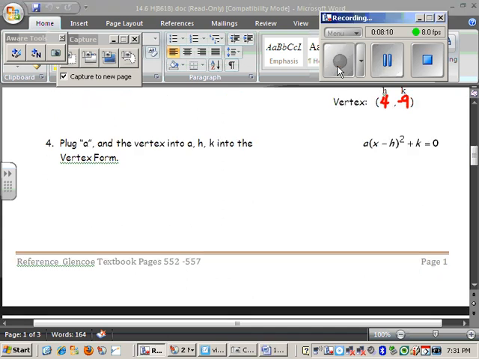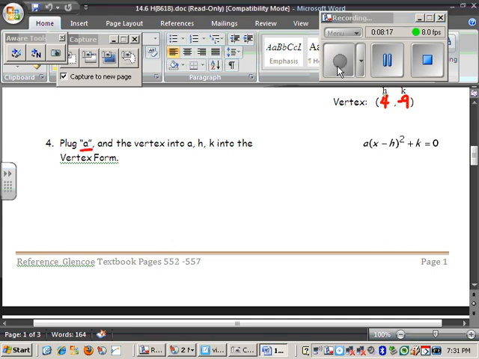Now that I've found my h and my k, my vertex, I'm just simply going to plug it into the formula. I need to make sure I plug that a value in from that original equation, and then I'm going to plug in the a, the h, and the k, just like the formula is. So my a was 1, and then I have x minus my h value, which is 4. Don't forget that squared. A lot of people forget that. Plus, I have negative 9.